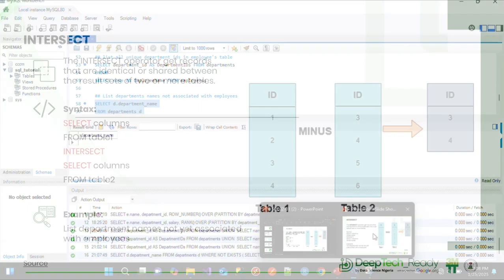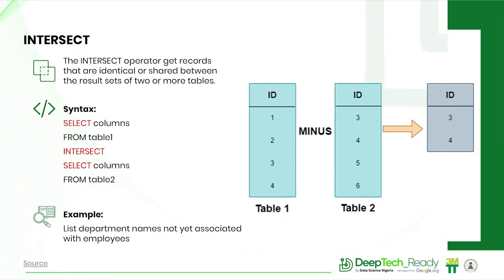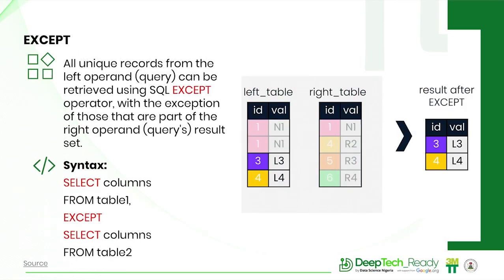So this now takes us to look at our next operator, which is the EXCEPT. The except operator retrieves all unique records from the left operand, that is the query, excluding those that are also part of the right operand. The result set essentially returns the rows from the first query that do not appear in the second query, ensuring no duplicates are included from the right table.